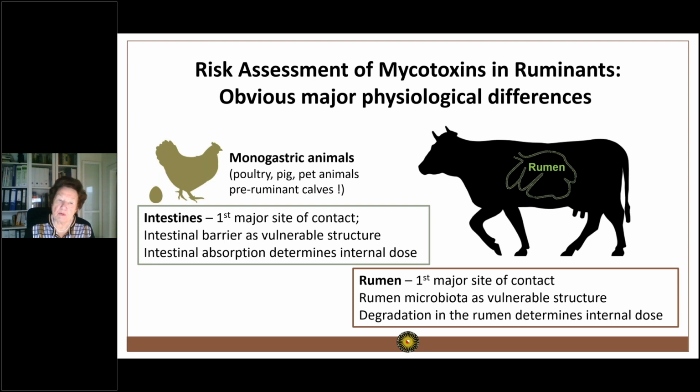When we were talking about poultry, we said, okay, the intestinal barrier is a vulnerable structure, and the intestinal absorption determines the internal dose. When we go to ruminants, there is a rumen prior to the intestines, and the rumen microbiota are a very vulnerable structure, and I will explain that later on in this presentation. The degradation capacity of the rumen determines largely the effect in the animal. So, are the active mycotoxins reaching the intestines, the circulation, the liver, or are they already degraded? Or on the other hand, what is the impact of mycotoxins on the functionality of the rumen?